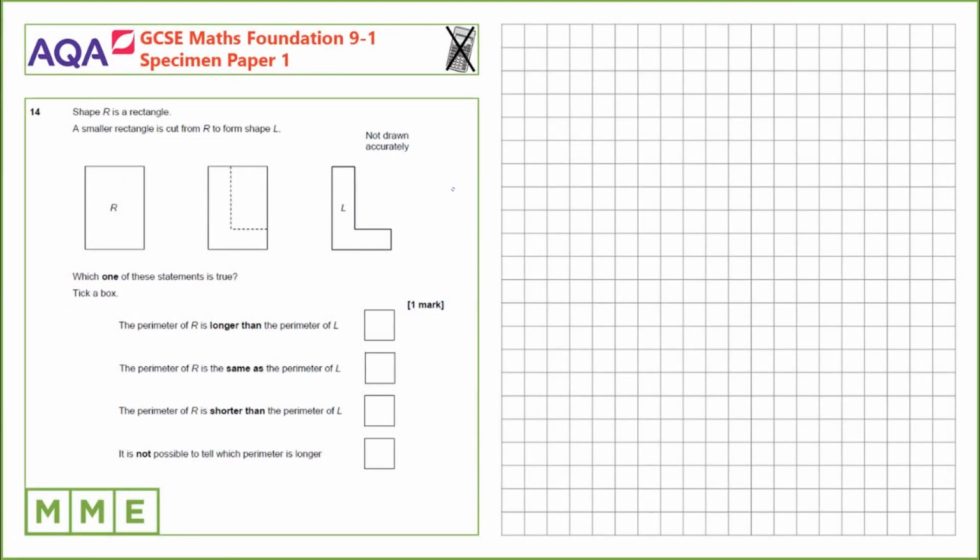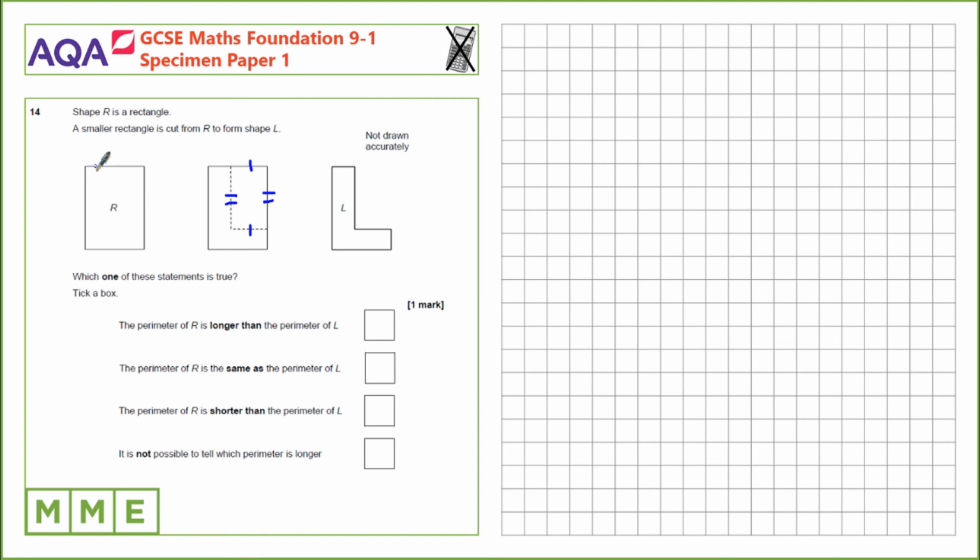Question 14. Shape R is a rectangle. A smaller rectangle is cut from R to form shape L. Which one of these statements is true? These are all statements on whether the perimeter gets longer or shorter. So in this case, when this rectangle is removed from L here, we know that this side and this side are both the same length, and we know that these two are equivalent lengths as well.